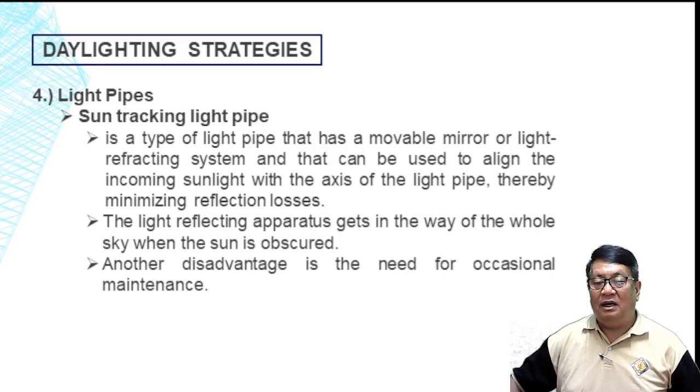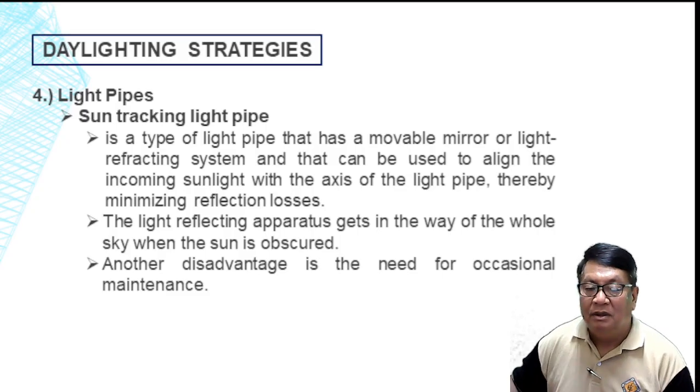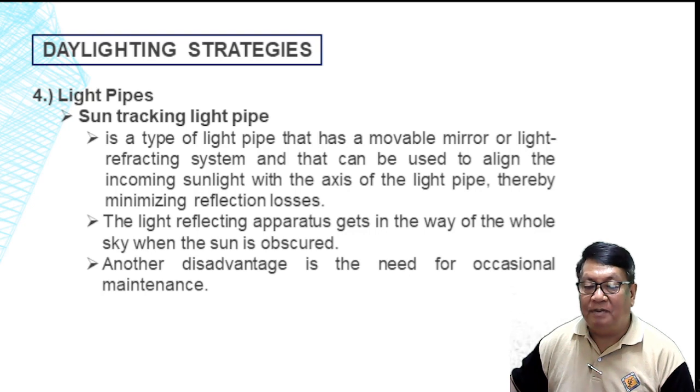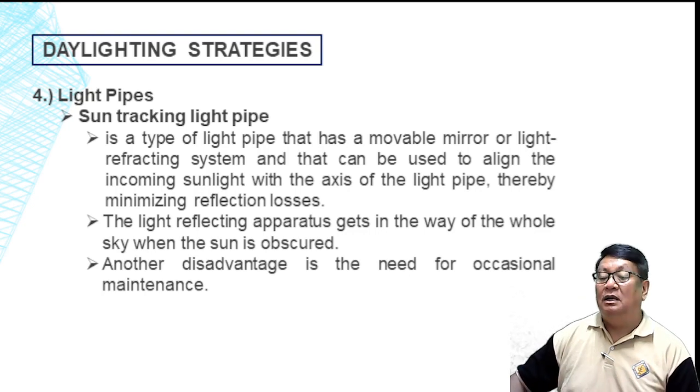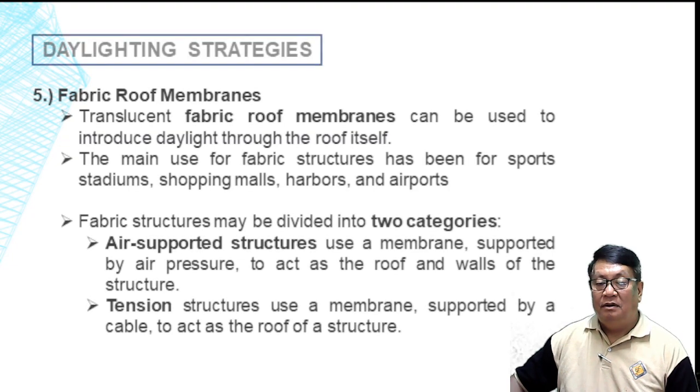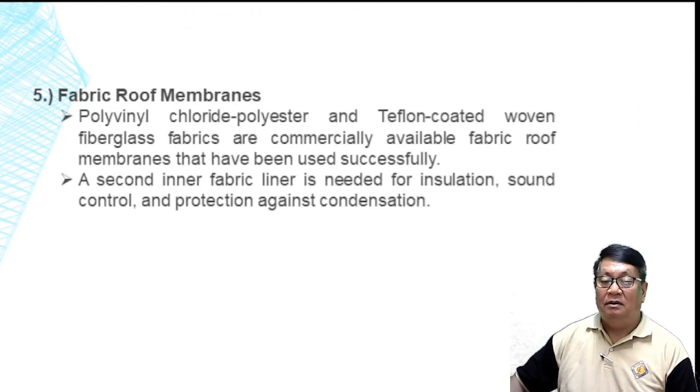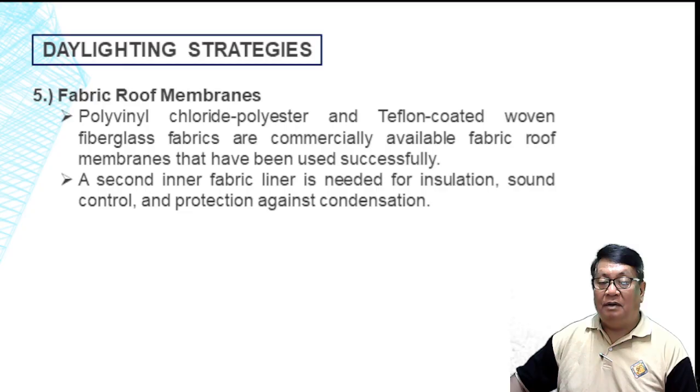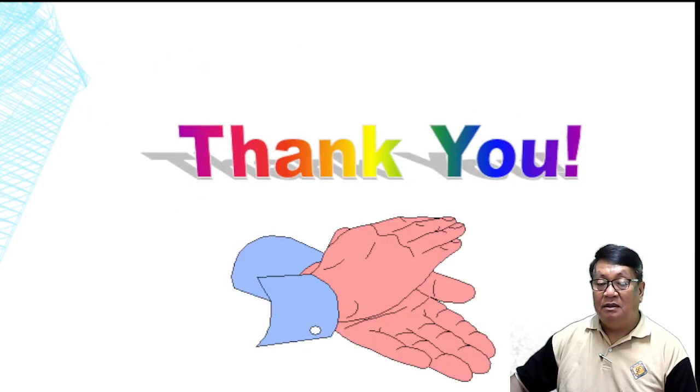So sun tracking light pipes. Okay, so sun tracking, no. So it will just follow the direction of the source of lighting. We have also the fabric roof membranes. Now, translucent fabric roof membranes can be used to introduce light through the roof itself. Okay. What else? The fabric roof membranes.